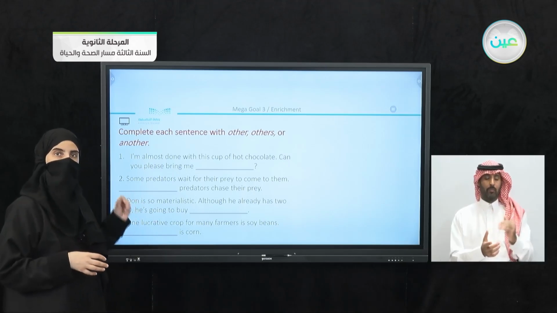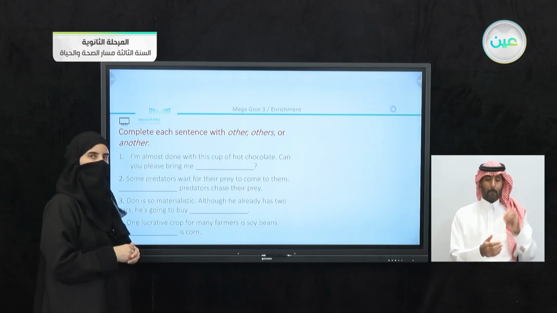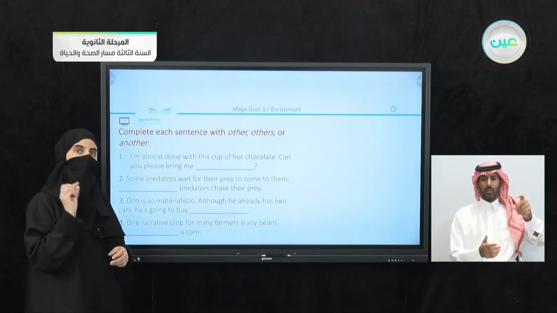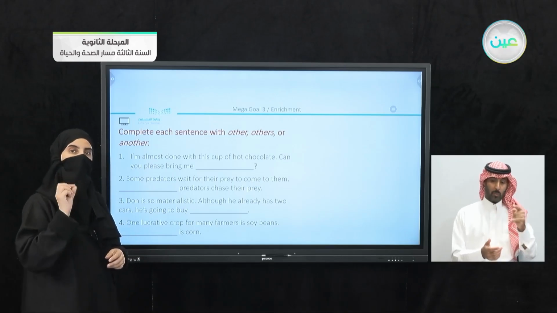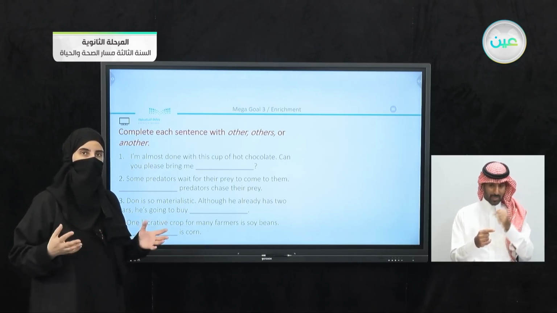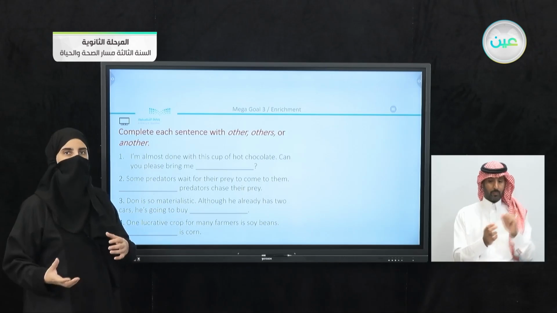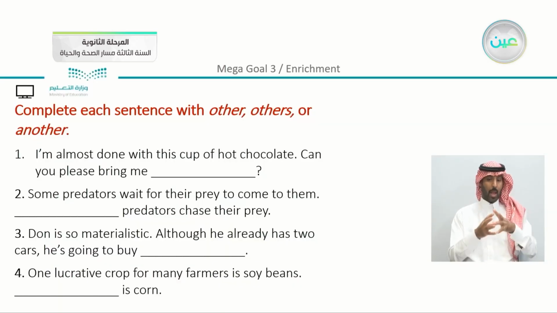Now we have the first exercise: complete each sentence with other, others, or another. Note that some sentences do have hints that help you. You must understand the sentences and look for the structure as well as the meaning. So we have: I'm almost done with this cup of hot chocolate. Can you please bring me blank? You want another?